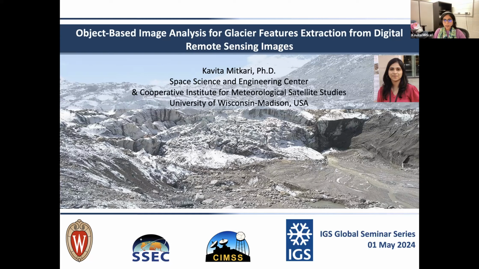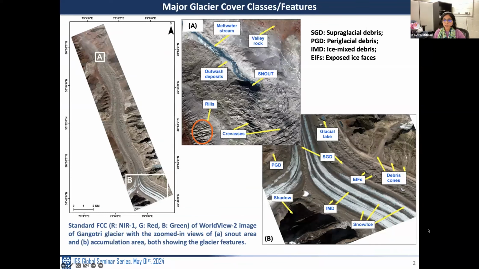To start with, first I'll be highlighting the major glacier features, or glacier cover classes, as they are commonly called, that are present on the debris cover surface. As you can see from this image, this is the Gangotri Glacier. This is the main trunk of the Gangotri Glacier, and it lies in the Indian Himalayas. From this accumulation zone, you can see that there are certain features which are very spectrally similar.